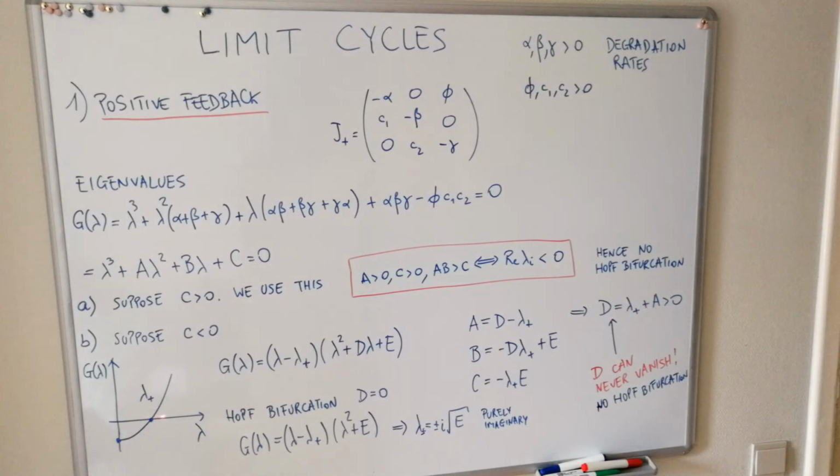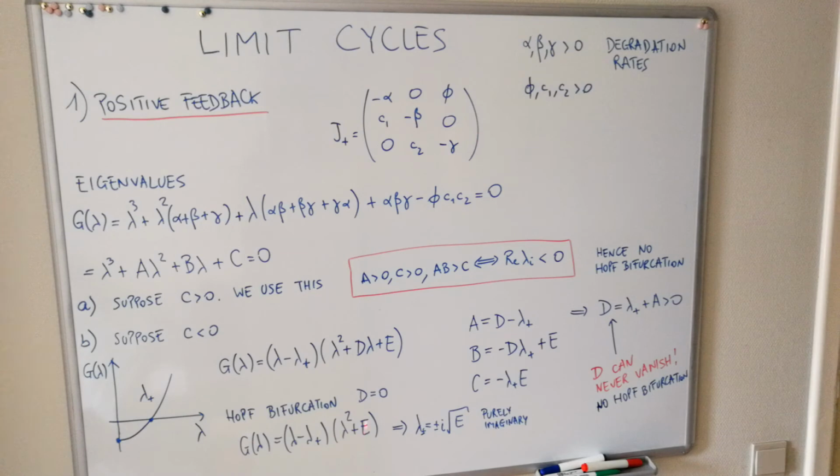Lambda plus is a positive root, and A is positive, it's simply alpha plus beta plus gamma. Therefore, if there is such a decomposition, this D is certainly a positive number. But this is incompatible with the Hopf bifurcation. The Hopf bifurcation requires D to be 0, because the Hopf bifurcation point is a point where you have two complex conjugate roots that are purely imaginary, and these two roots can only come from this second part, but only when d is equal to 0.